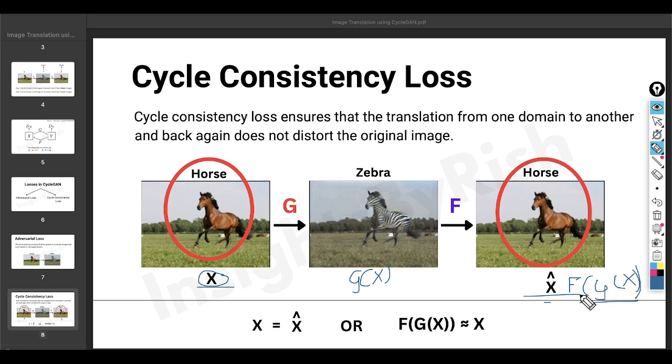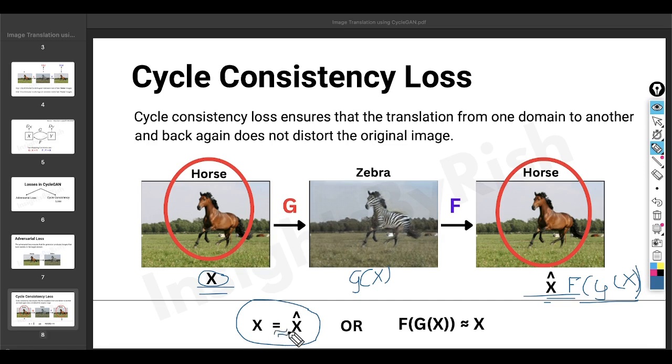Now to evaluate the model's performance, or to analyze how well our model is performing, we try to compare the reconstructed image with the original image. So as you can see here, X is your original image and X hat is your reconstructed image. And the main goal of your CycleGAN is that the reconstructed image should be exactly equal to the original image, or at least approximately similar to the original image. Fine. It's actually not equal, it's the approximately sign here.